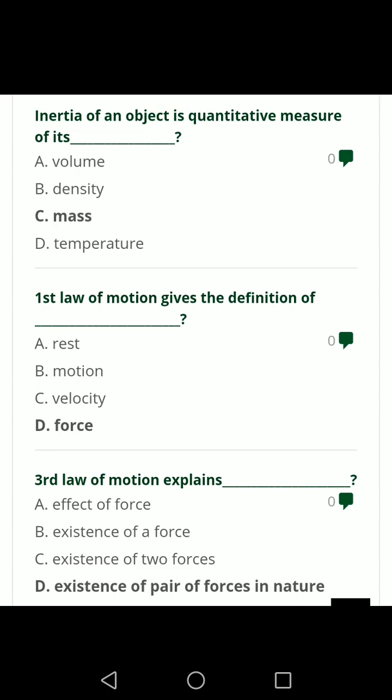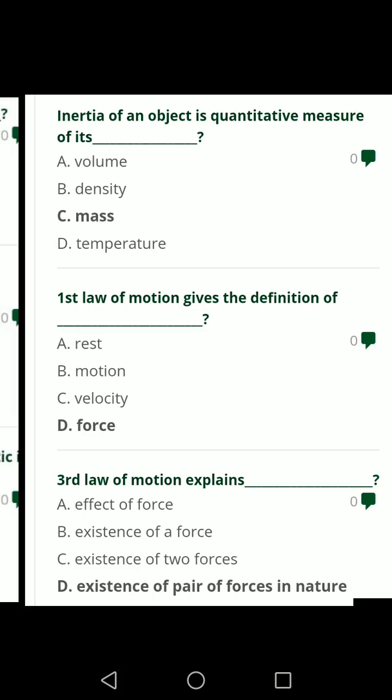Inertia of an object is a quantitative measure of its mass. The first law of motion gives the definition of force. The third law of motion explains the existence of pair of forces in nature: to every action there is an equal and opposite reaction.